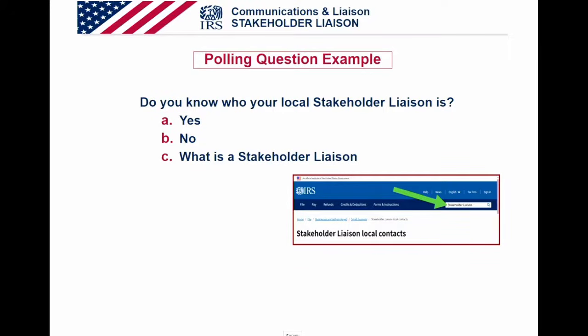Now, take a moment and click the radio button that corresponds to your answer, and I'm going to reread that question. Do you know who your local stakeholder liaison is? Answer A for yes, B for no, or C, what is a stakeholder liaison? I'm going to give you a few more seconds to make your selection.